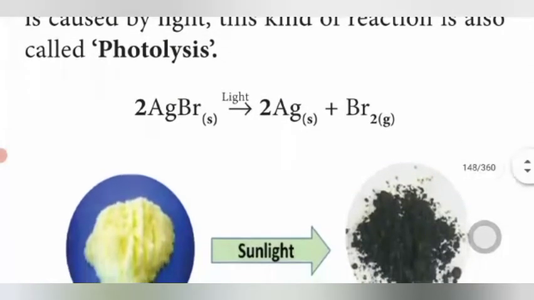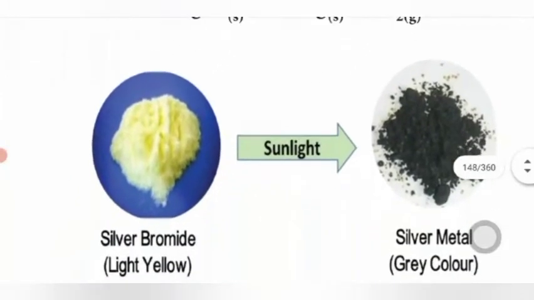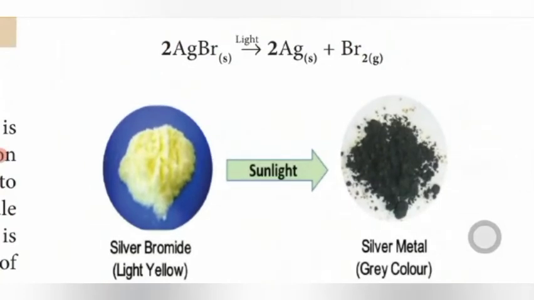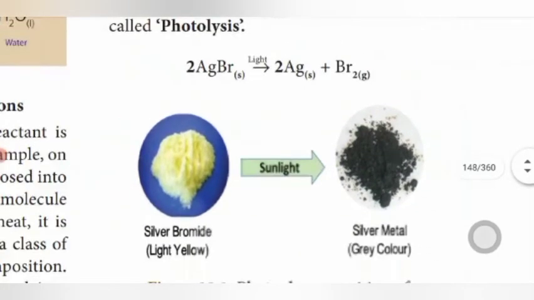The AgBr is which color? Yellow in color. It absorbs light energy and gives metal silver and bromine gas. Silver metal is what color? Gray color. Silver bromide is yellow in color, but solid metal silver is gray in color. AgBr is a compound that absorbs light energy and gives two elements, namely silver and bromine gas.